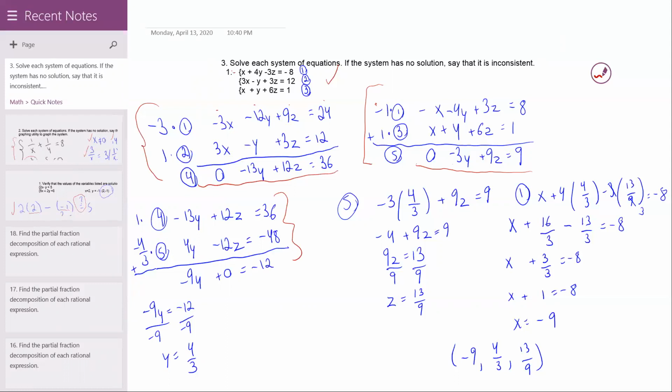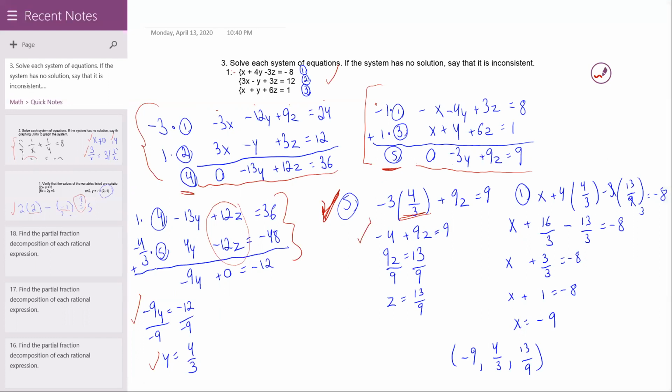So here I did negative 4/3 times equation 5, so that we got our z's to be the same, well, same and opposite. So when we add them together, we get negative 9y equals negative 12, divided by negative 9 on both sides, y equals 4/3. Now that we have the 4/3, we can plug it into either 4 or 5. It doesn't matter which one, but it has to be one of those two. So right here, that's me plugging in the 4/3, so negative 3 times 4/3 plus 9z equals 9.